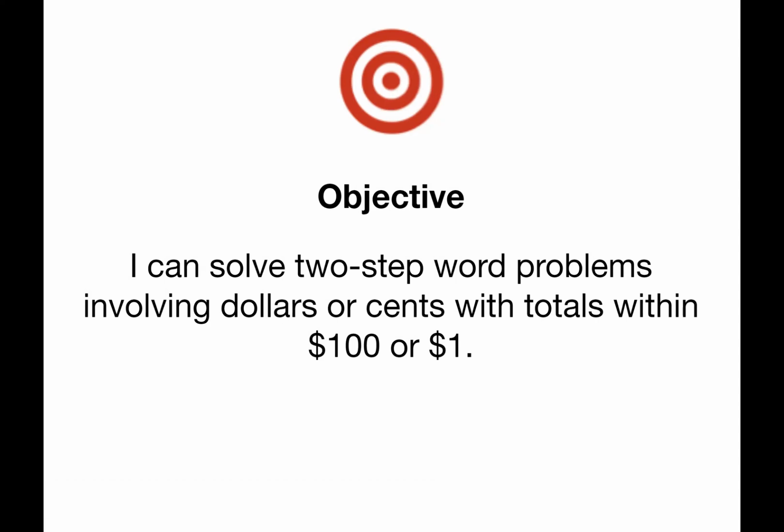We know that word problems are math problems that we have to read. They have words. And if they're two steps, that means it's going to be two parts. We're not just going to do one thing. We're going to need to do two different things to solve the problem. So these problems are going to use money, dollars and cents, with totals within $100 or $1. So we're going to think about our hundreds here, because $1 is 100 cents. So we need to think in hundreds.